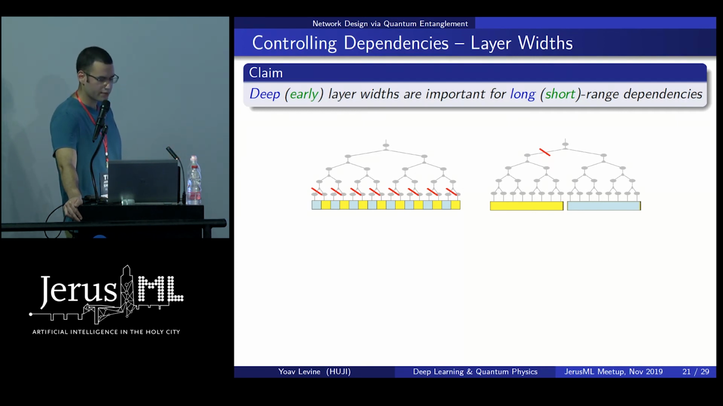We see that edges from earlier layers must be involved in this minimal cut that separates the two sides of the partition. So this gives us a corollary of the theorem: deep layers are more important for longer range correlations, and earlier layers are more important for shorter range correlations.